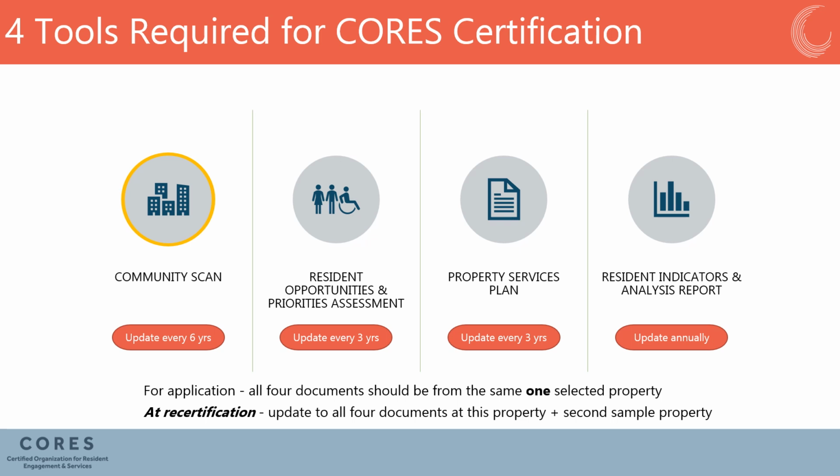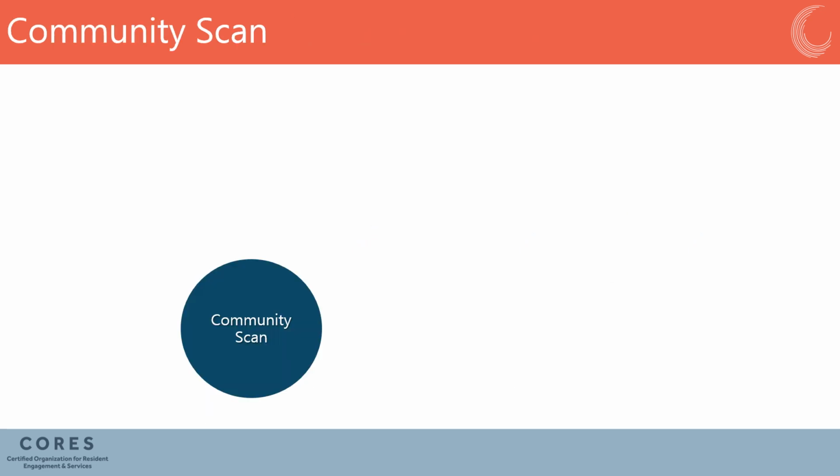Before services begin at a property, we should start with the community scan, which is what it sounds like. You are scanning the surrounding area where residents live to see what's already there. We want to see three things. First, that you're looking for existing local amenities, services, community assets, potential partners, and other resources in the larger community before you implement your own resident services programs.